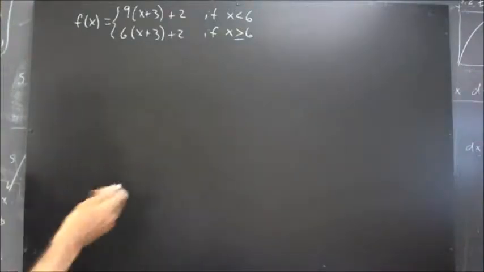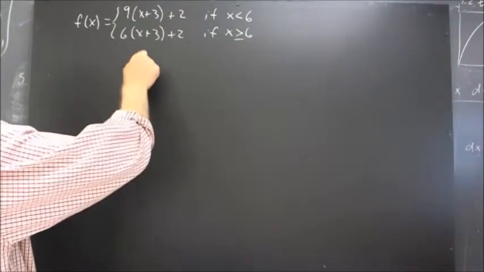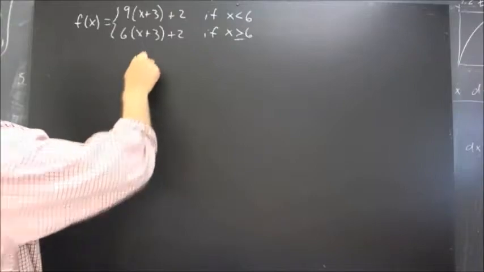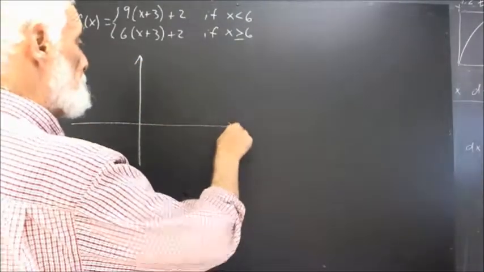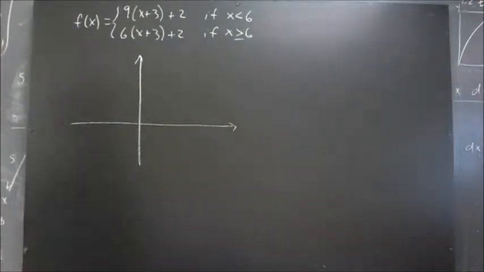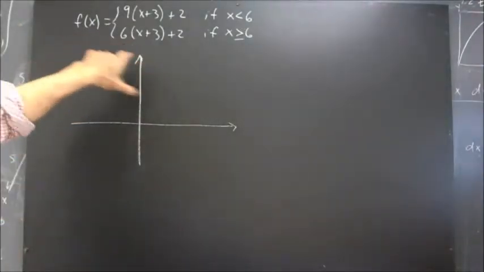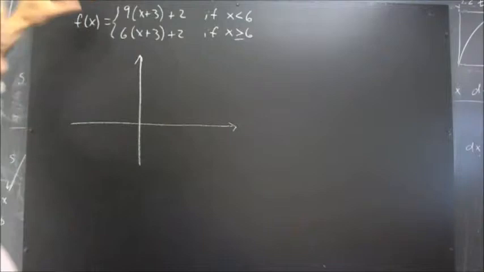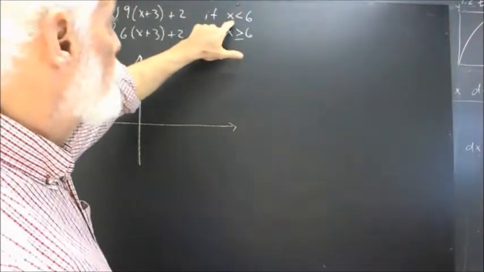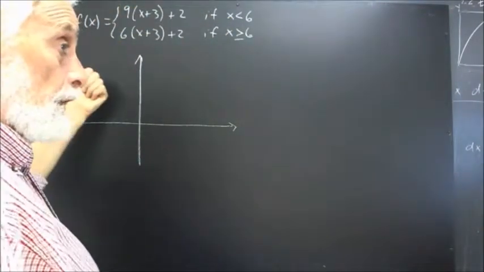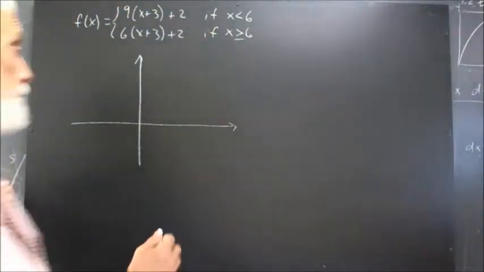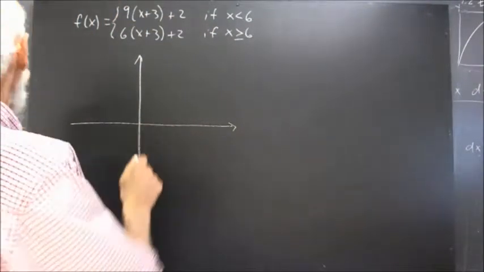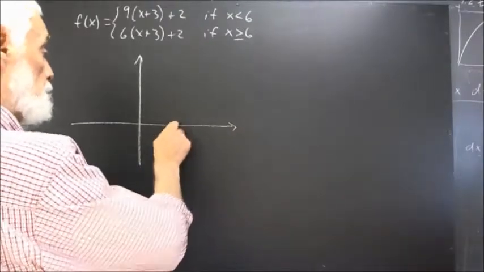Well, first thing we probably want to do is go ahead and sketch a coordinate plane. Okay, the definition of this function is different when x is less than 6 than when x is greater than or equal to 6. Now what's that mean? Well, let's put 6 right here.